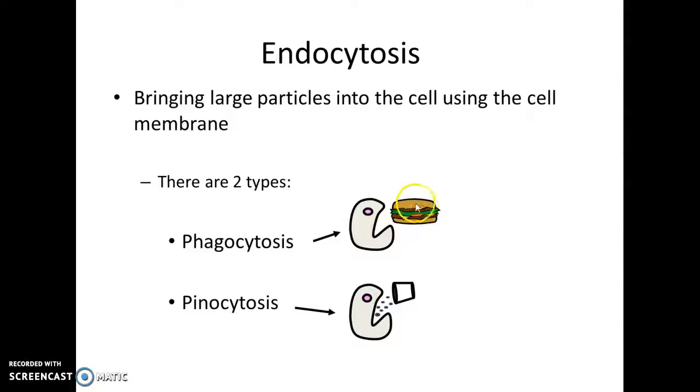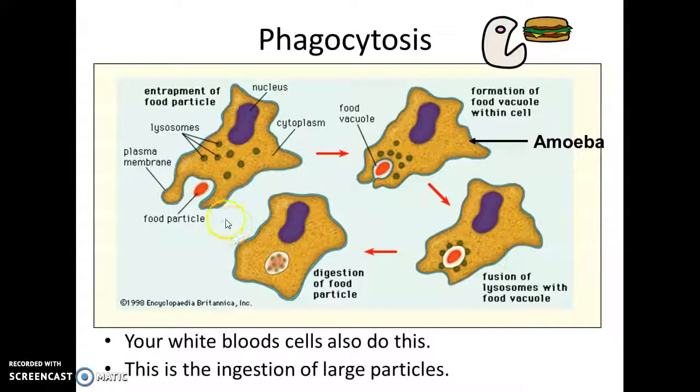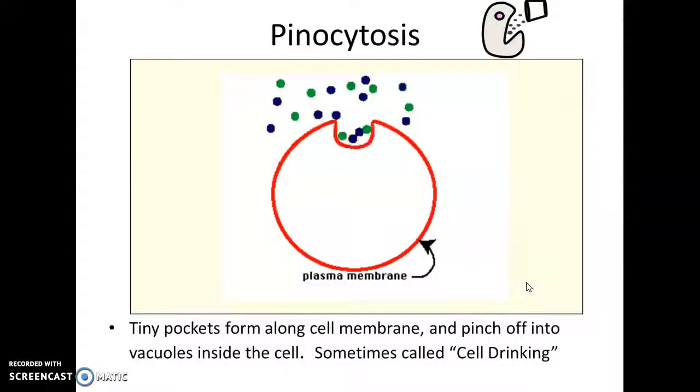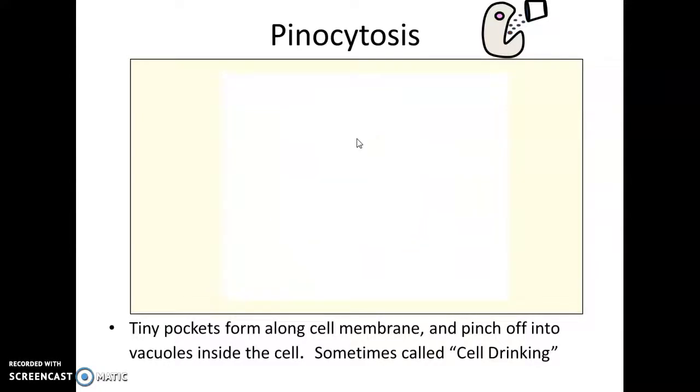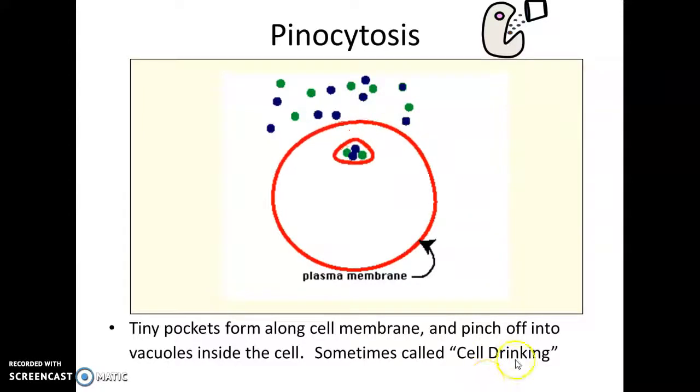Phagocytosis is kind of like a cell eating because it's going to take in a large food particle or other material, but it's going to be large. That's what defines phagocytosis. You can see that this amoeba is pinching in around that food particle and forming a little food vacuole. Pinocytosis is when we're taking in either small molecules or liquid, and this is kind of like the cell drinking.